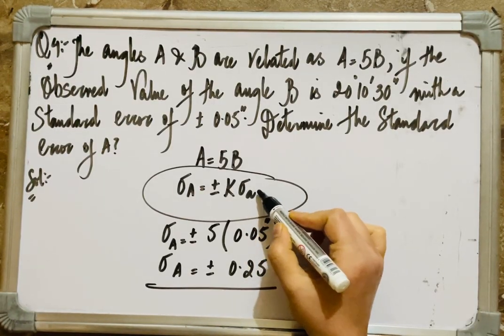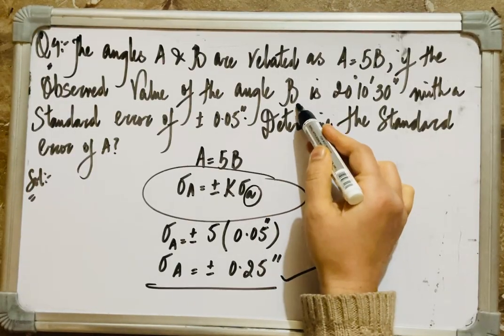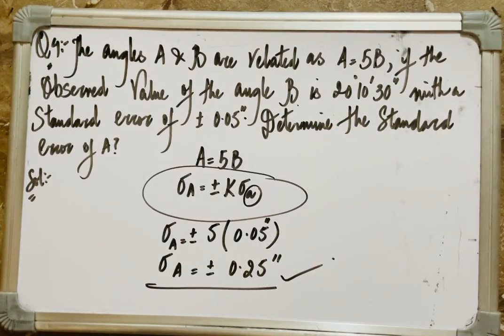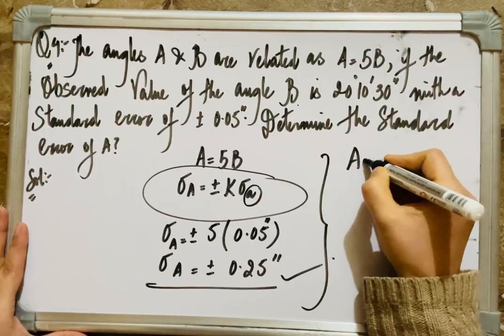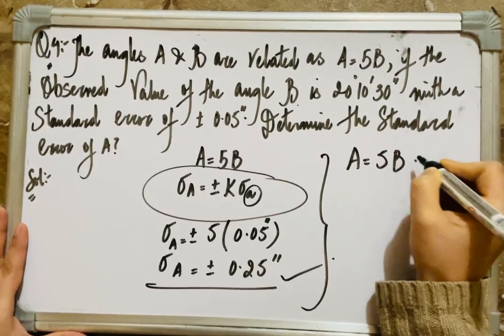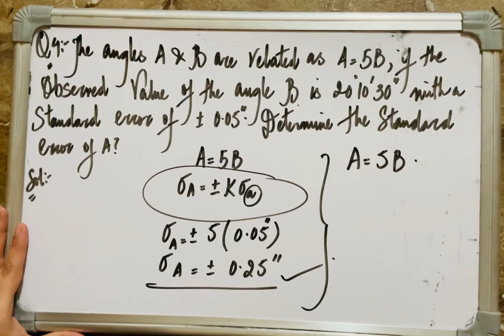Please do not confuse yourself with why it is A when it was given as B. It is about how many times I have to look for my standard error. Students, please do not confuse yourself. The relation was A is equal to 5 times B. And the general expression for the propagation of errors says that if a computed quantity is equal to an observed quantity multiplied by a constant K, then the standard error of the computed quantity is equal to the standard error of the observed quantity multiplied by K.